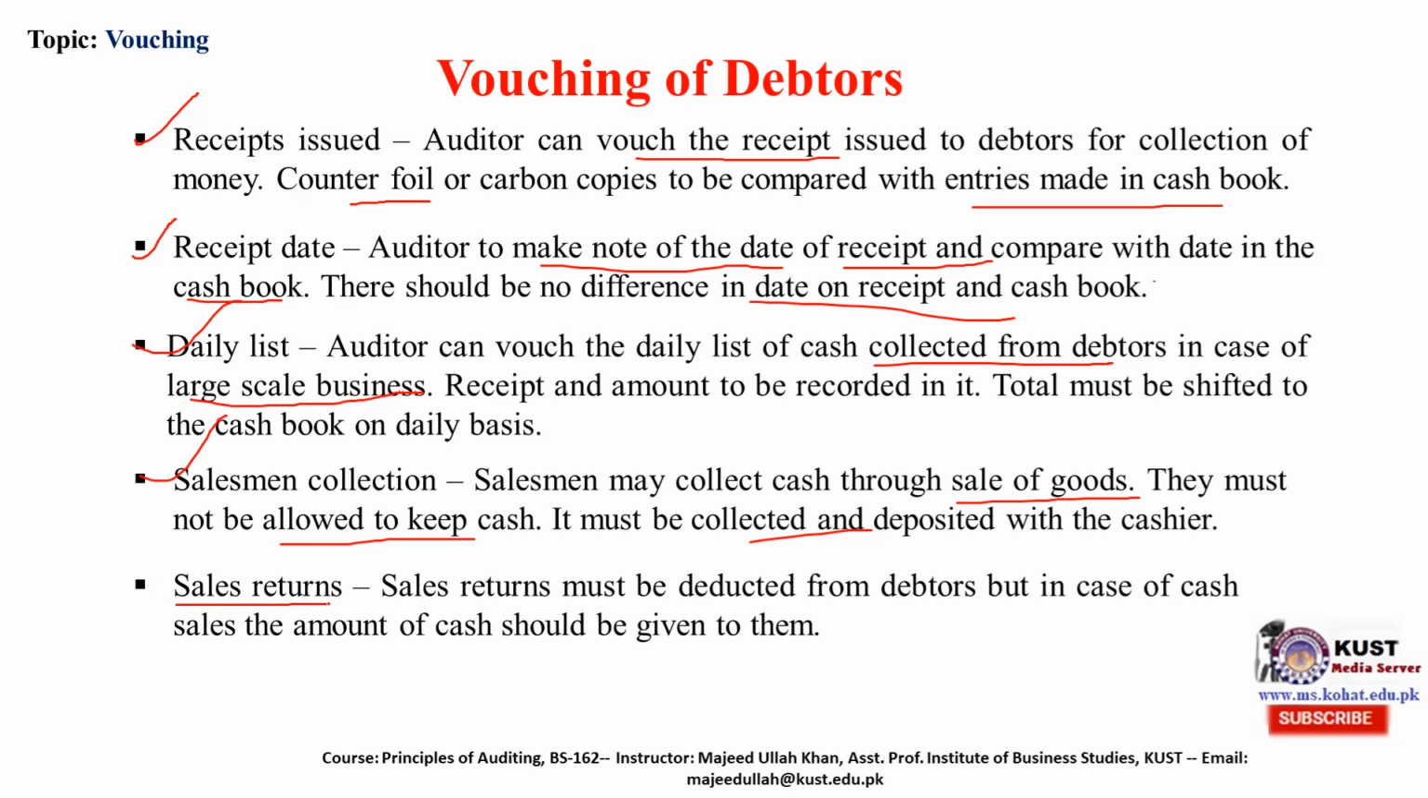Sales returns. Sales return must be deducted from the debtor, but in case of cash sale, the amount of cash should be given to them. So there are two processes in sales return. If it is on credit, it should be deducted from the account of the debtors. If it is a cash sale, in case of return, cash should be given back to them.